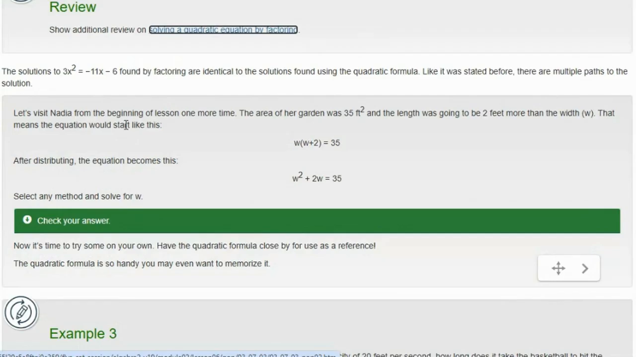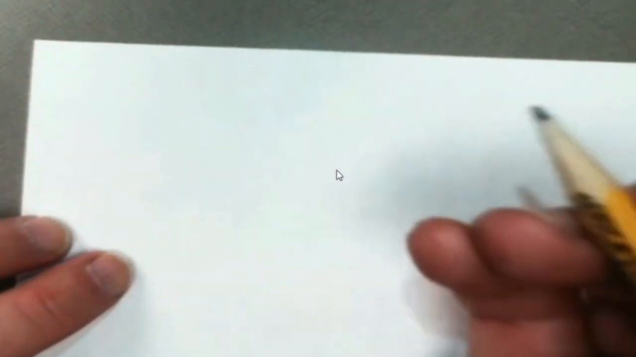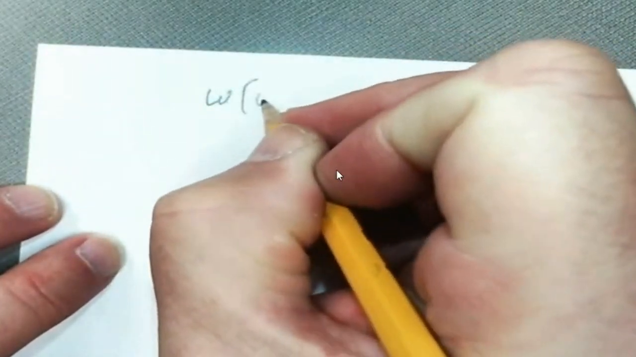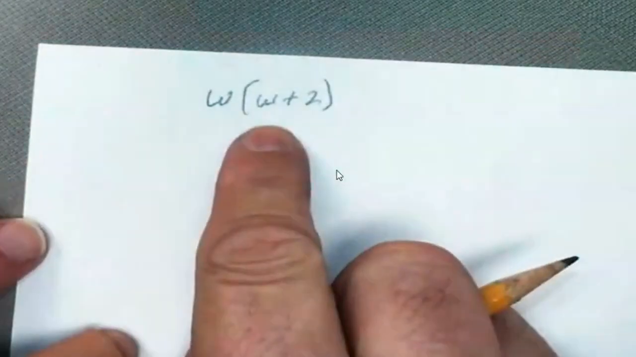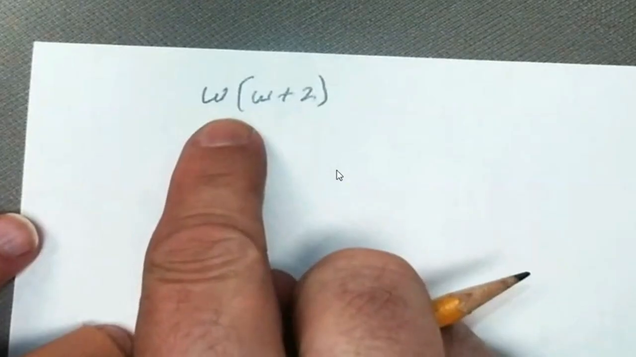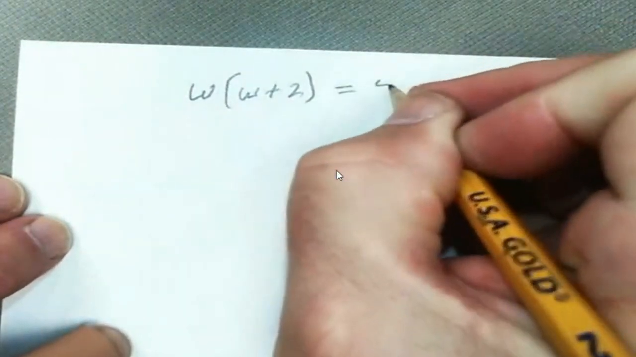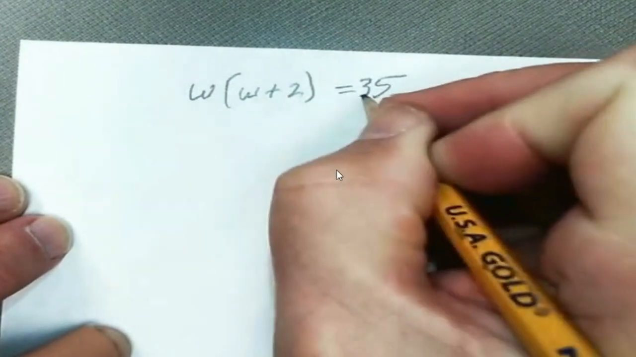Let's visit Nadia from the lesson one more time. The area of her garden was 35 square feet. So let's see if we can solve what she was trying to do. She said the length of her flower garden had to be longer than the width by 2 feet. And the area is the length times the width, right? So we have the width multiplied by the width plus 2, because she just said the length is going to be 2 longer. She just doesn't know what the width is. And she knows it's going to equal 35 square feet.